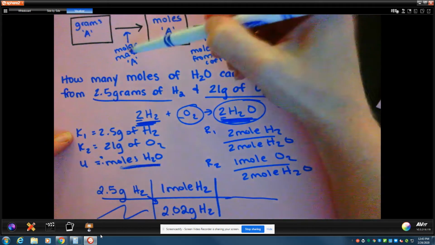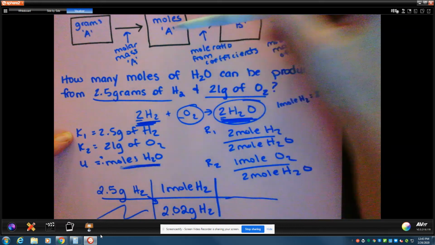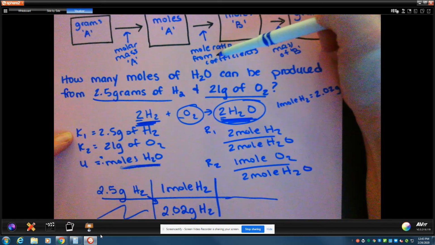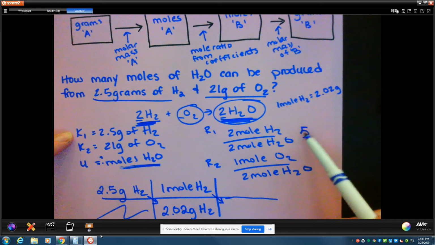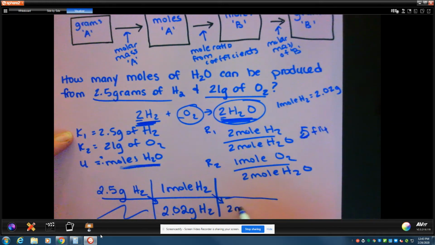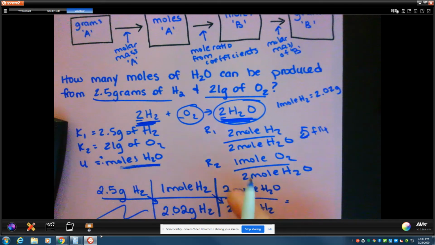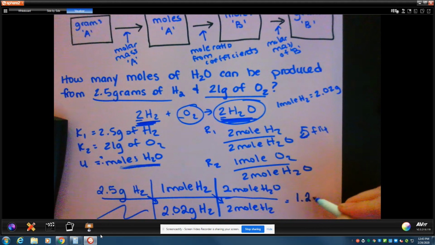I just got to mole A by using the molar mass of A, which was that 2.02. Now I'm going to get to mole B using the mole ratios from the coefficients, which is going to be this relationship. But if H2 is on top, then I need mole of H2 on bottom, which means I need the flipped version of this. So it's going to be 2 mole of H2 to 2 mole of H2O. Okay, so if I solve this, you do 2.5 times 2 divided by 2.02 divided by 2. And you get 1.24 moles of H2O. It'd really be 1.2 if you use correct sig figs, but I'm kind of hurrying here.